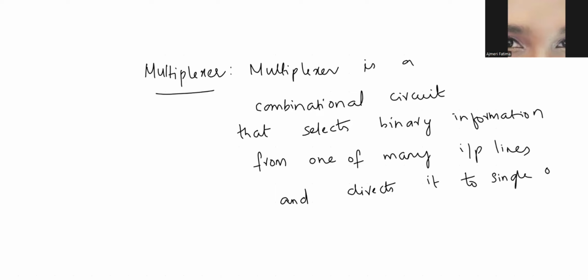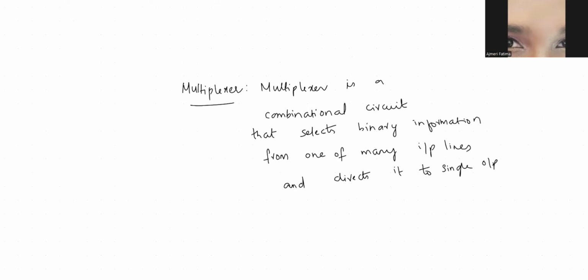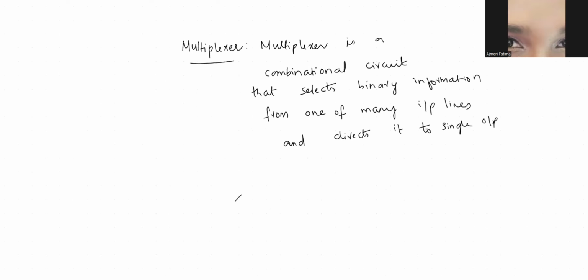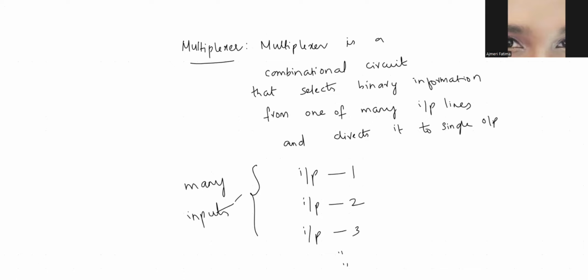For example, I can say there are so many inputs. So let us suppose input 1, input 2, input 3, so on. But how many outputs will you have? You'll just have one output. And in between these inputs and the output, there will be one selection line. And this is your single output. So it means you'll have many inputs and the output will only be one.